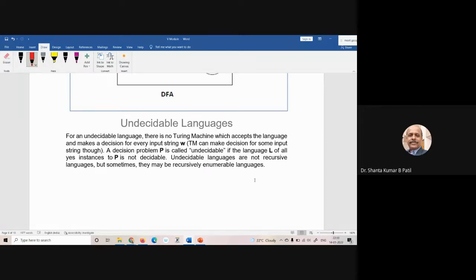For example, in the case of finite automata, L is equal to a power n b power n, where n is greater than or equal to 1. You cannot design a finite automaton for this. Such a language you can call a non-regular language. With the pumping lemma, we proved the language is non-regular. We cannot design the finite automata. So in the Turing machine also, some languages are like that.